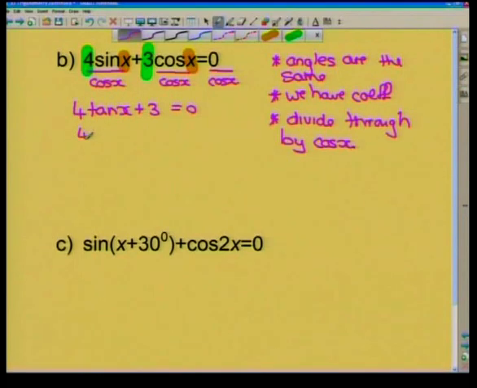And so it's a completely different thing. Right, so once we're here, we can see that this now becomes relatively straightforward. So we have 4 tan x equals minus 3, and so tan x equals minus 3/4. And now it's time to finally pull up this calculator and work with it. So let's just go and get it.